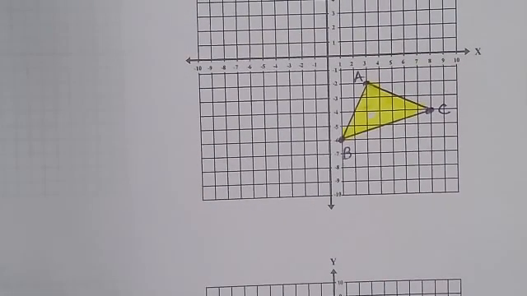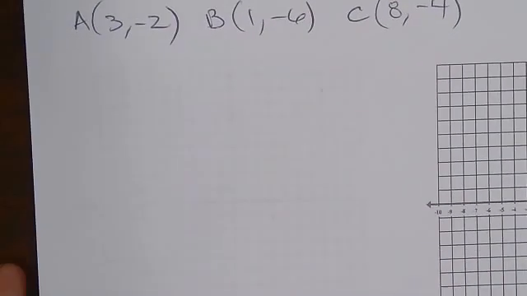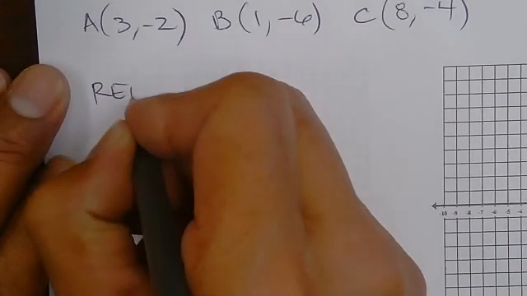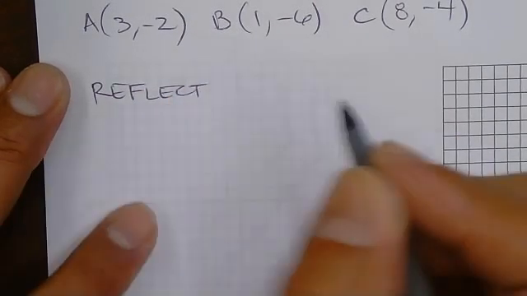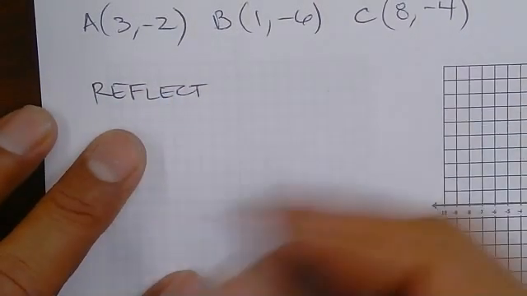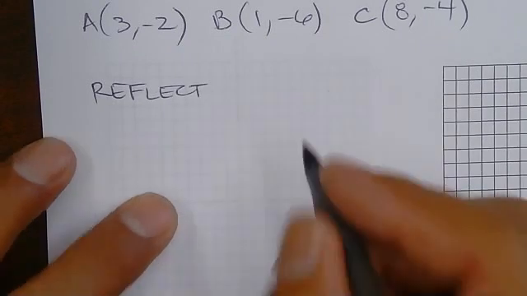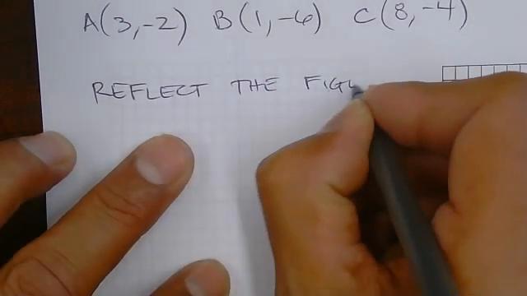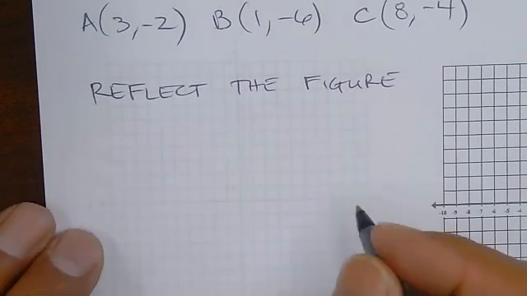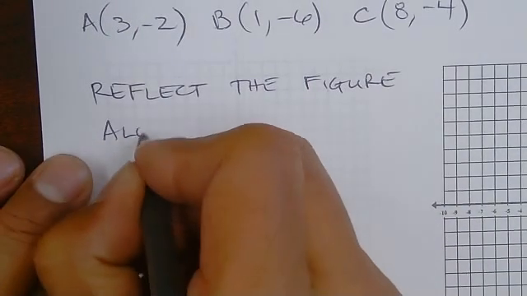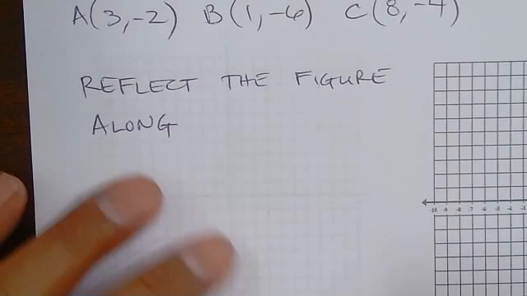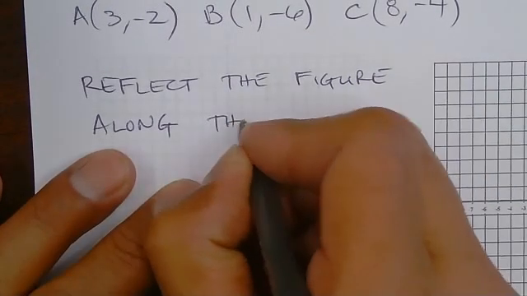Here's the problem. Taking it to the next level. I'm not going to give you a number like x equals 3 or y is equal to whatever. It's going to say this. Ready? Copy the instructions. Here's what it's going to say. Reflect the figure, right? Whatever it is. It can be any shape. It doesn't matter. Along.